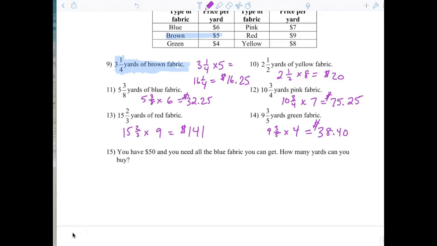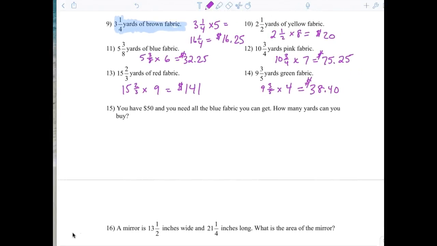All right. So, again, I think that's a good thing to know. When you're going to the store, you're buying a certain amount. Everybody has to know: you have the price that you have and how many you want. You just multiply them together. Now, the one that usually causes a little problem is this. You have $50 in your pocket, and you need all the blue fabric you can possibly get.